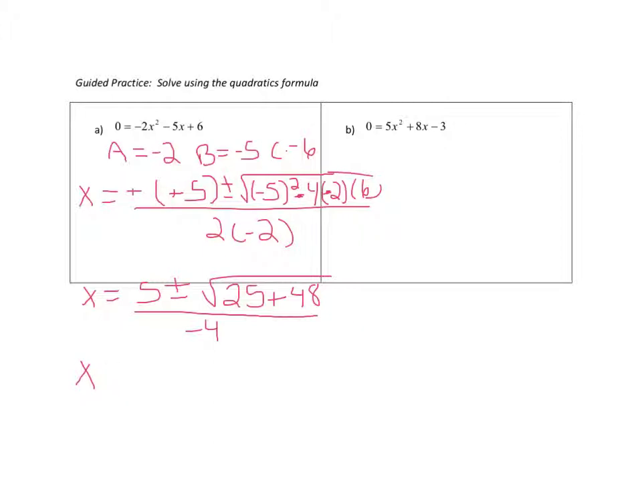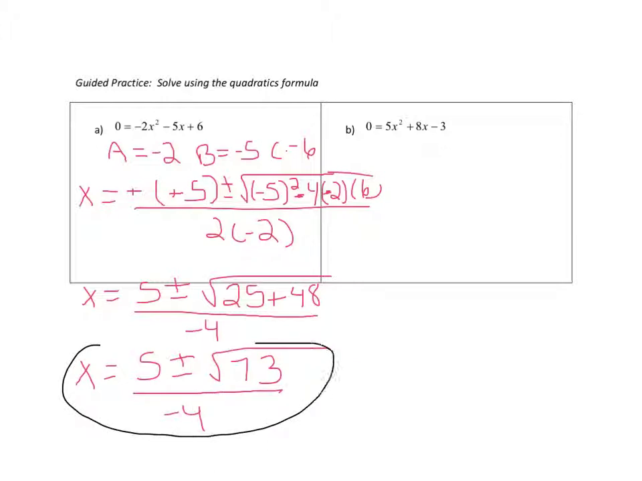And then x equals 5 plus or minus the square root. 25 plus 48, so 5 and 8 is 13. 4 and 2 is 6, plus 1 is 7. All over negative 4. So those are our solutions.